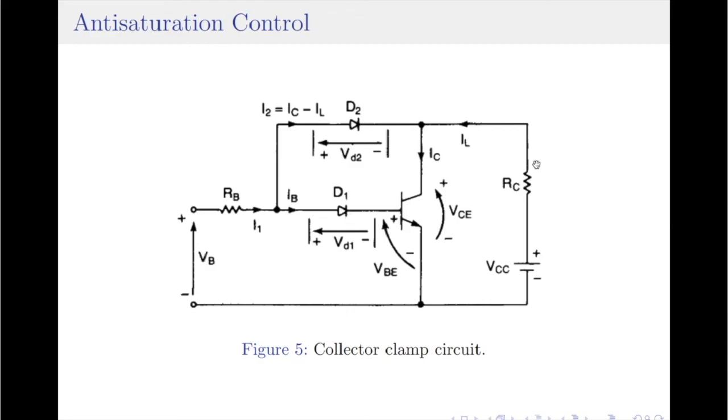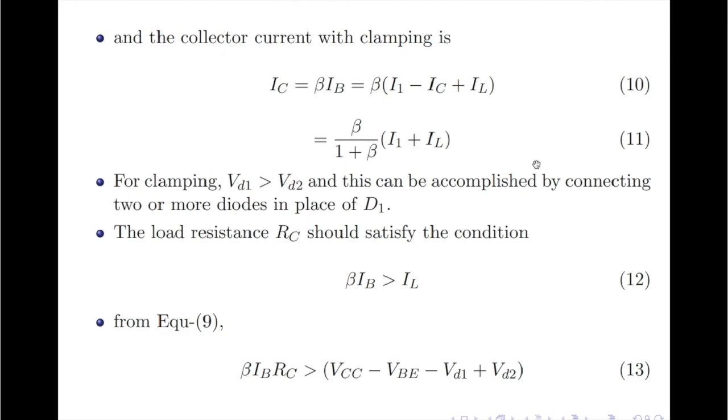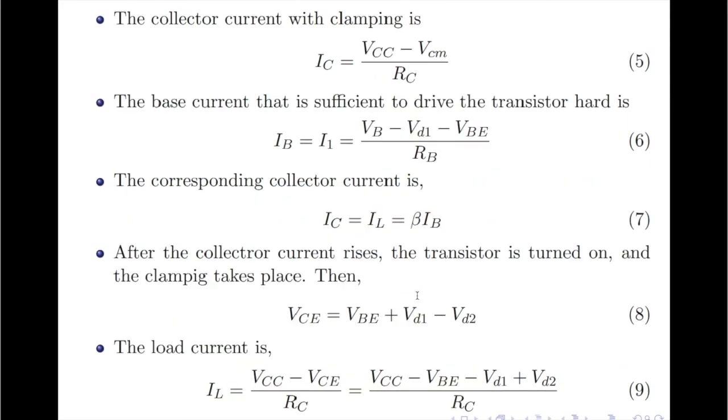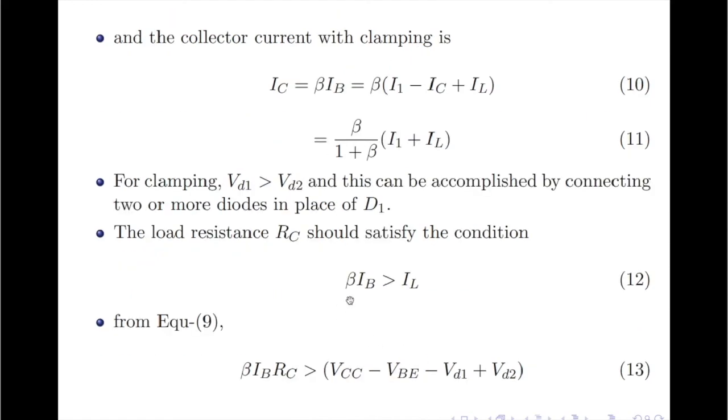Also, the load resistance RC must satisfy the condition given by beta IB, which is nothing but IC, greater than IL. Now, I will substitute for IL from one of my previous equations, precisely equation 9 here. And before I substitute, I will take the denominator, that is RC, towards the LHS here. So, beta IB multiplied by RC is greater than VCC minus VBE minus VD1 plus VD2.